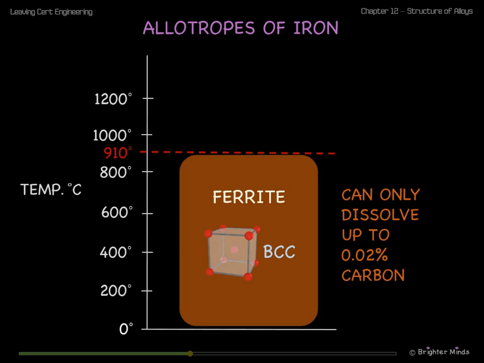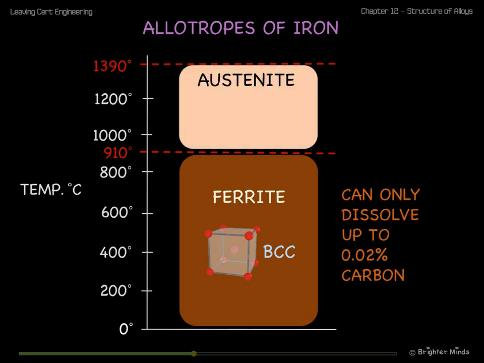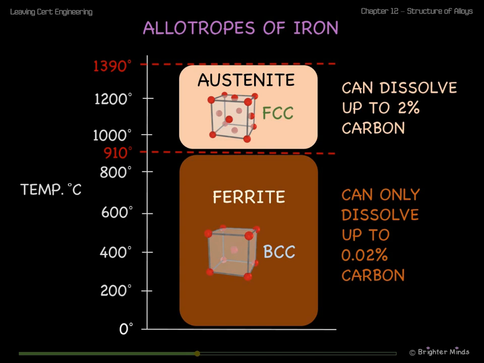Between 910 and 1390 degrees, iron becomes austenite. Austenite is a solid with an FCC crystal structure and can dissolve up to 2% carbon. This difference in carbon solubility between austenite and ferrite causes different kinds of steel structures to be created, as we will see in the next slides.